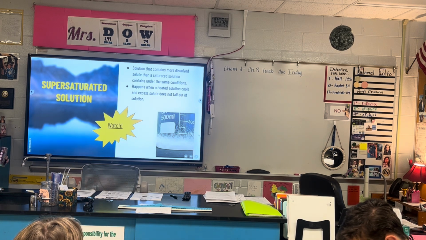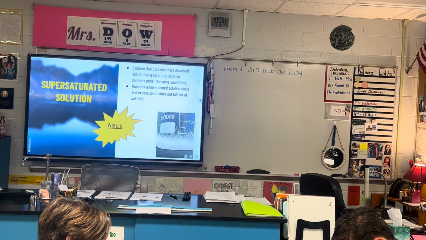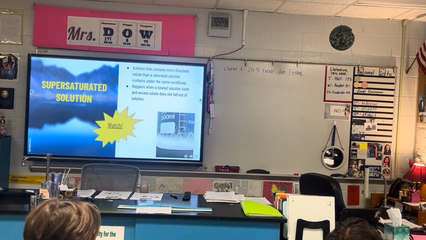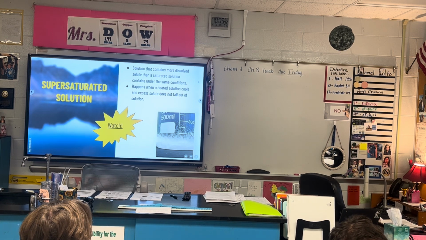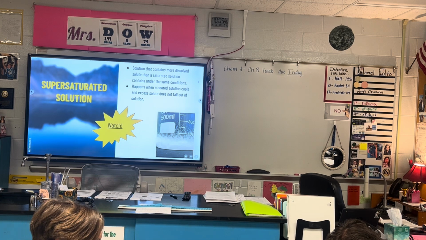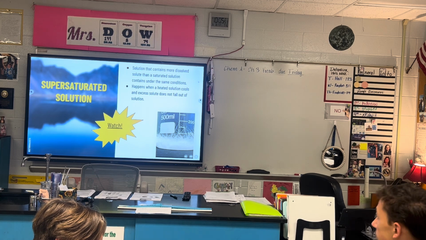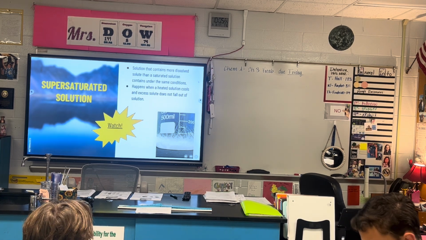Alright, and then supersaturated is when you have too much solute. So that would be that point where you added it past the saturated amount. So a solution that contains more dissolved solute than a saturated solution. So what happens is that you're gonna have that fall out. Supersaturated.